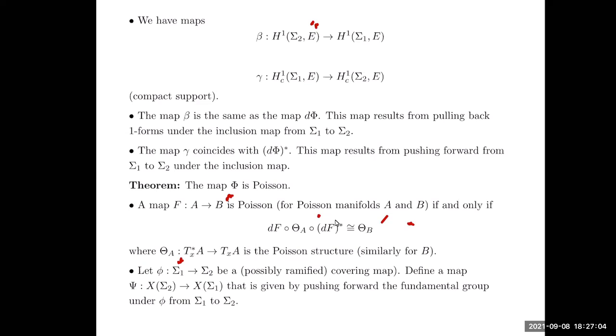Can I just go ahead and ask? Yes, go ahead. Just what was the condition on the map from sigma 1 to sigma 2? Because here you say it's an inclusion map. Well, okay, so we had started with the condition where sigma 1 was included in sigma 2.